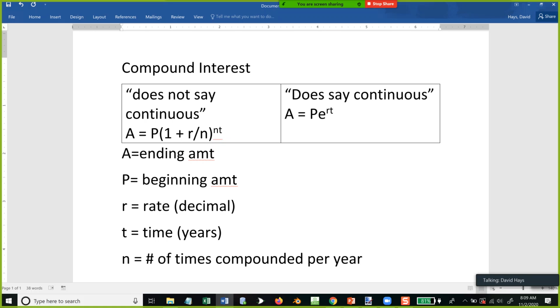Compounded is a fancy business term, means calculated. Compounded, what that means is they take the interest and they put it back into the account. So it compounds, it builds. So that's why they use the word compounded instead of calculated.